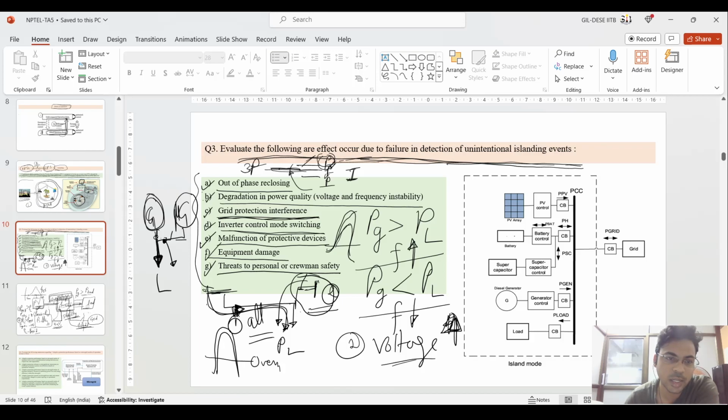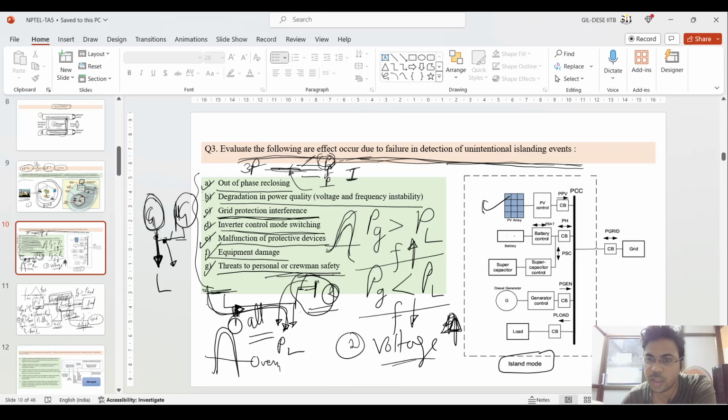Suppose at this point a crewman is working. What will he experience? Now the grid will have to supply more power to the load. This sudden increase in power can be a threat to the life of the crewman working there, and the person can be in danger. So these are all the effects due to the failure in the detection of the unintended islanding event.